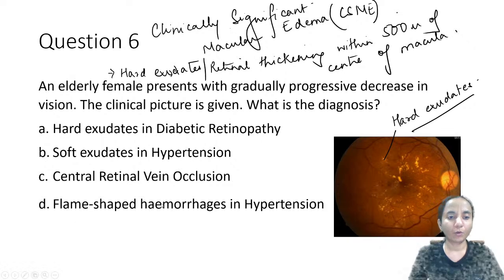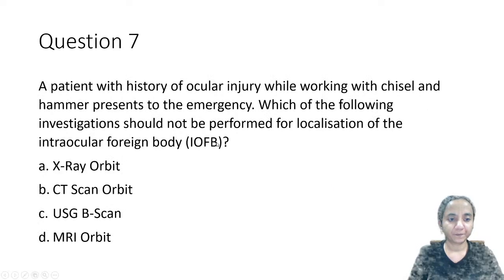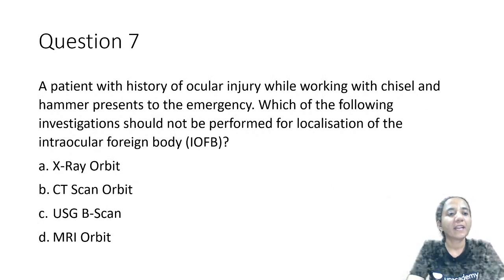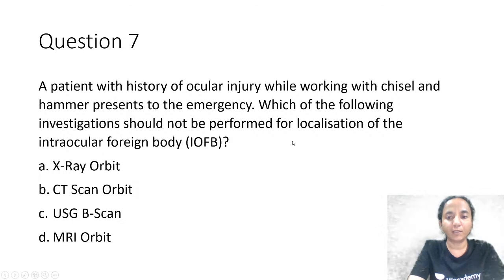Okay, so one more question. A patient with a history of ocular injury while working with chisel and hammer presents to the emergency. Which of the following should not be performed for localization of the intraocular foreign body? X-ray orbit, CT scan of the orbit, USG B scan, or MRI of the orbit. So which is the one that is contraindicated? In this case, which is the investigation that we must not do?